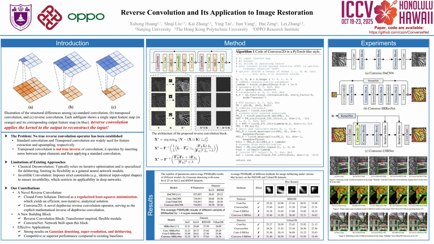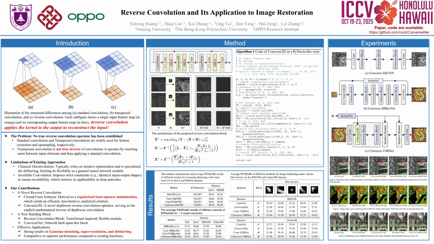Let's start with the problem. Standard convolution is everywhere in neural networks. It extracts features and reduces spatial dimensions. When we need to go the other direction, to upsample images, we typically use transposed convolution. But here's the catch. Transposed convolution isn't a true inverse operation. It works by inserting zeros between input elements and then applying a regular convolution. Mathematically, it doesn't actually reverse what convolution does.